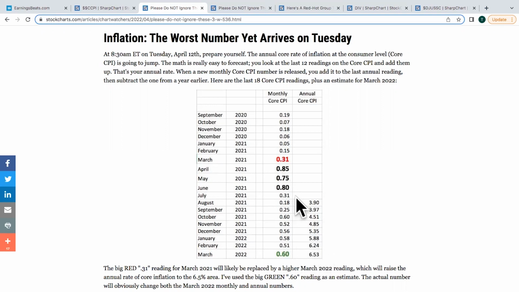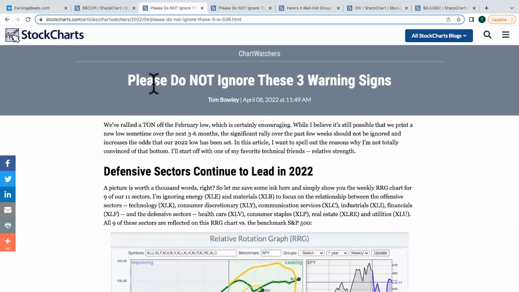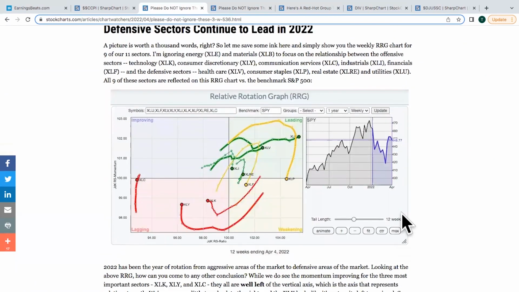Now, the interesting part about this, and this was information that I included in a Chart Watchers article over the weekend: "Please do not ignore these 3 warning signs."